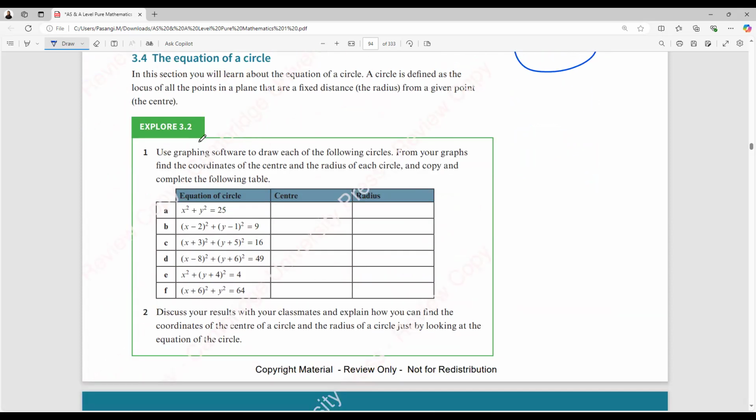Then Explore 3.2. Here they are saying, using graphing software, draw each of the following circles. From your graphs, find the coordinates of the center and the radius of each circle and copy and complete the following table. They are asking us to do it with the graphing tool. If we do it manually, for the first one, what would be the center, by looking at this equation?